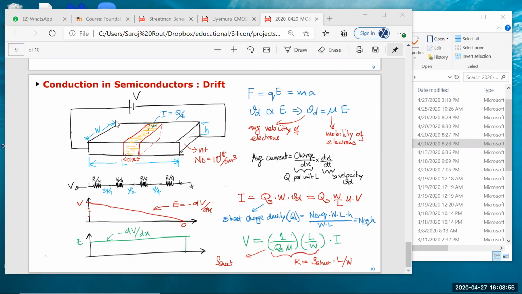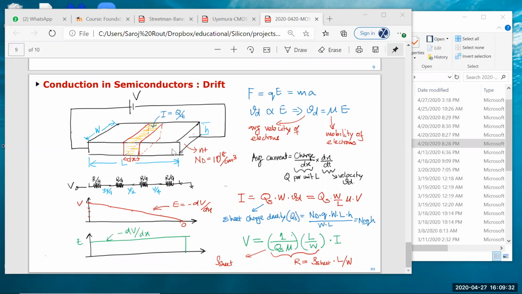So if mu is higher, that means the electrons will move faster. If they move faster, that means they will pass through a cross section faster. They'll give you more current for the same voltage difference, and that's why this is inversely proportional. It's inversely proportional to W, because if I increase this W, then my total charge per unit length also will double. Let's say I double this width. That means the charge flowing through this cross section per unit time also will double. That means my resistance will look like half. So that's why it's inversely proportional.